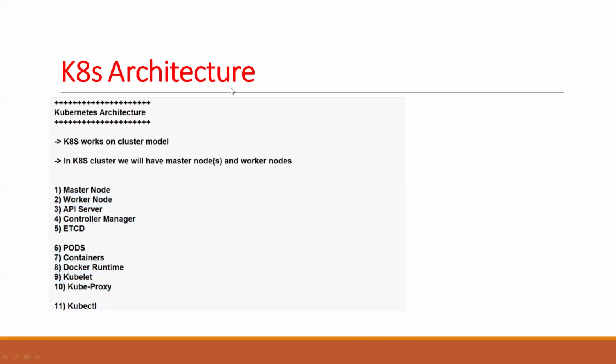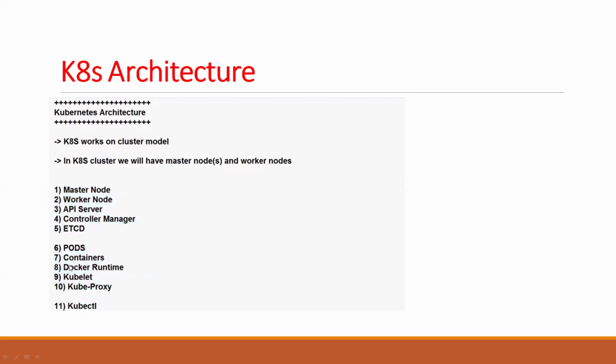So Kubernetes architecture. What is the architecture? Kubernetes works on a cluster model. What is a cluster, guys? A group of nodes. A node is nothing but an EC2 instance. A group of nodes is nothing but a cluster. A Kubernetes cluster will have a master node and worker nodes. The master node is nothing but a master EC2 instance, and a worker node is nothing but an EC2 instance.